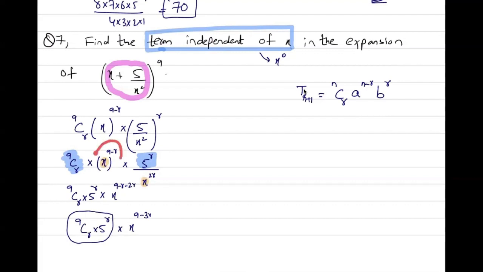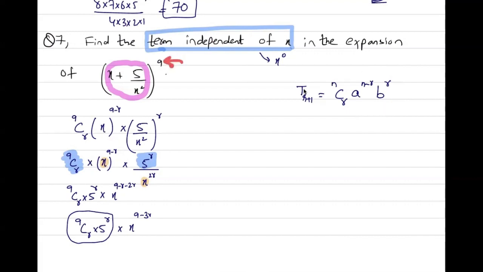Like you are asking, how did I solve this? Yeah, how did you end up with x to the power of 9 minus r divided by x to the power of r? Okay. So when I applied this formula, nCr a to the power of n minus r b to the power of r, the n value over here is 9.